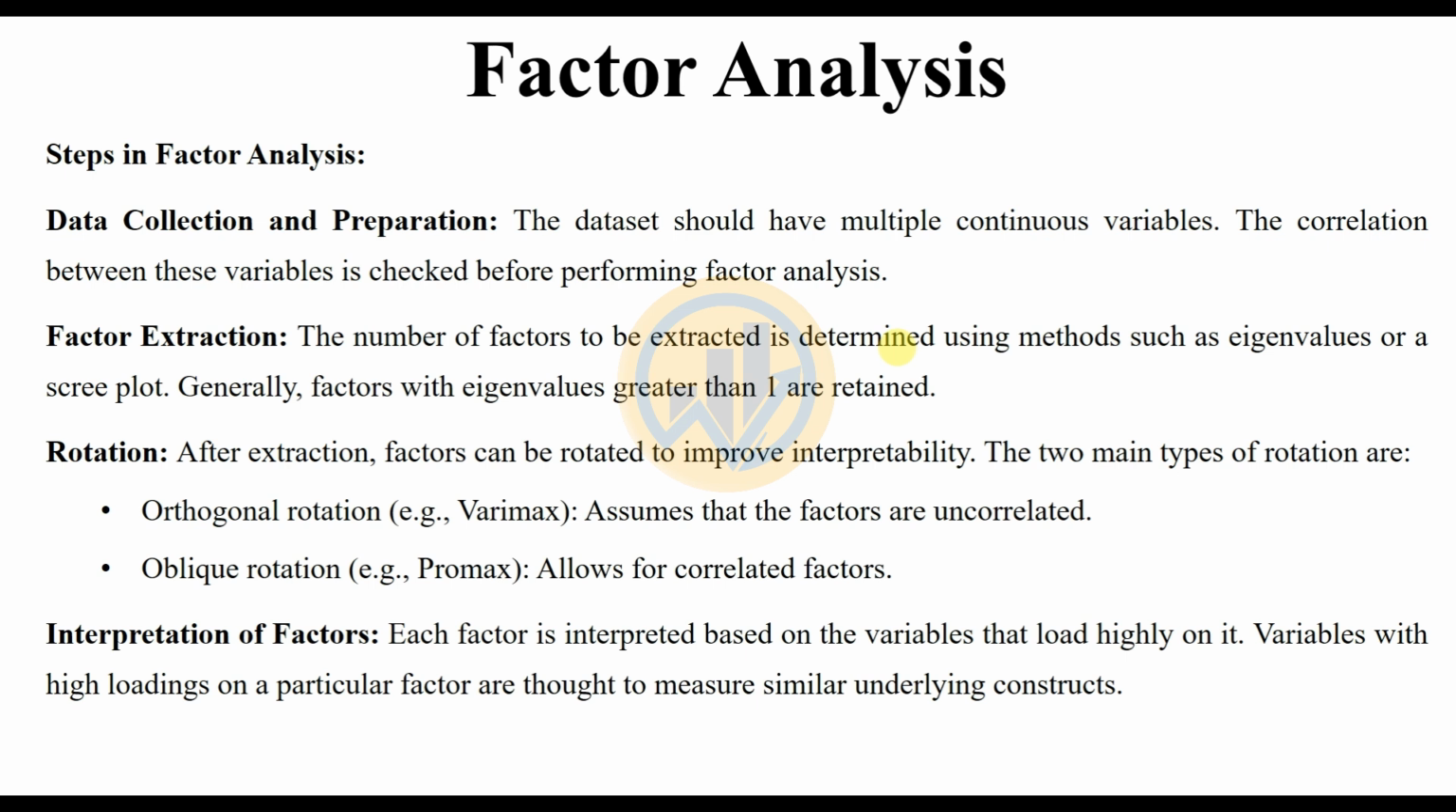So the steps in factor analysis. First, data collection and preparation. The dataset should have multiple continuous variables. The correlations between those variables are checked before performing the factor analysis. The second step is factor extraction. The number of factors to be extracted is determined using methods such as eigenvalues or a scree plot. Generally, the factors with eigenvalues greater than 1 are retained.